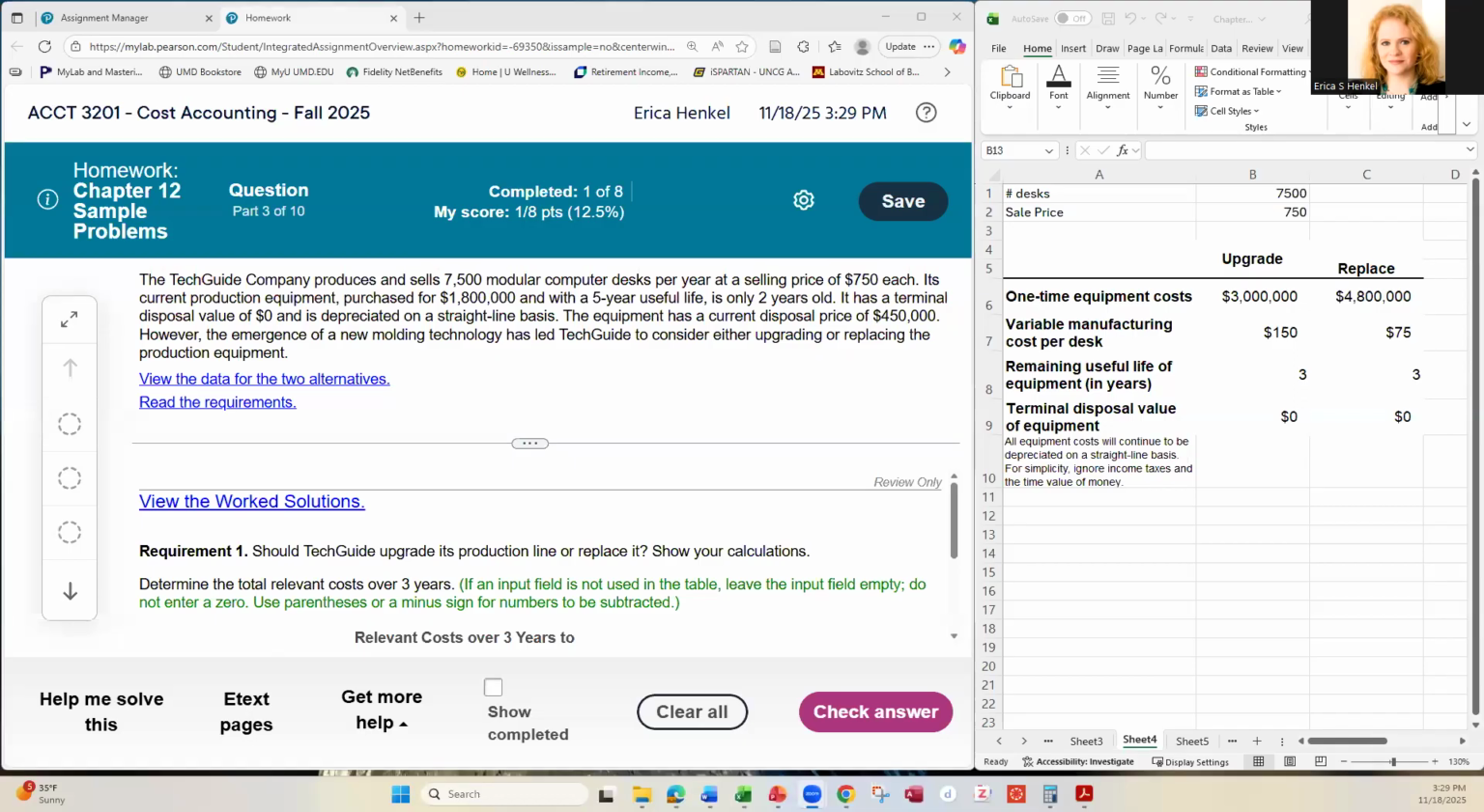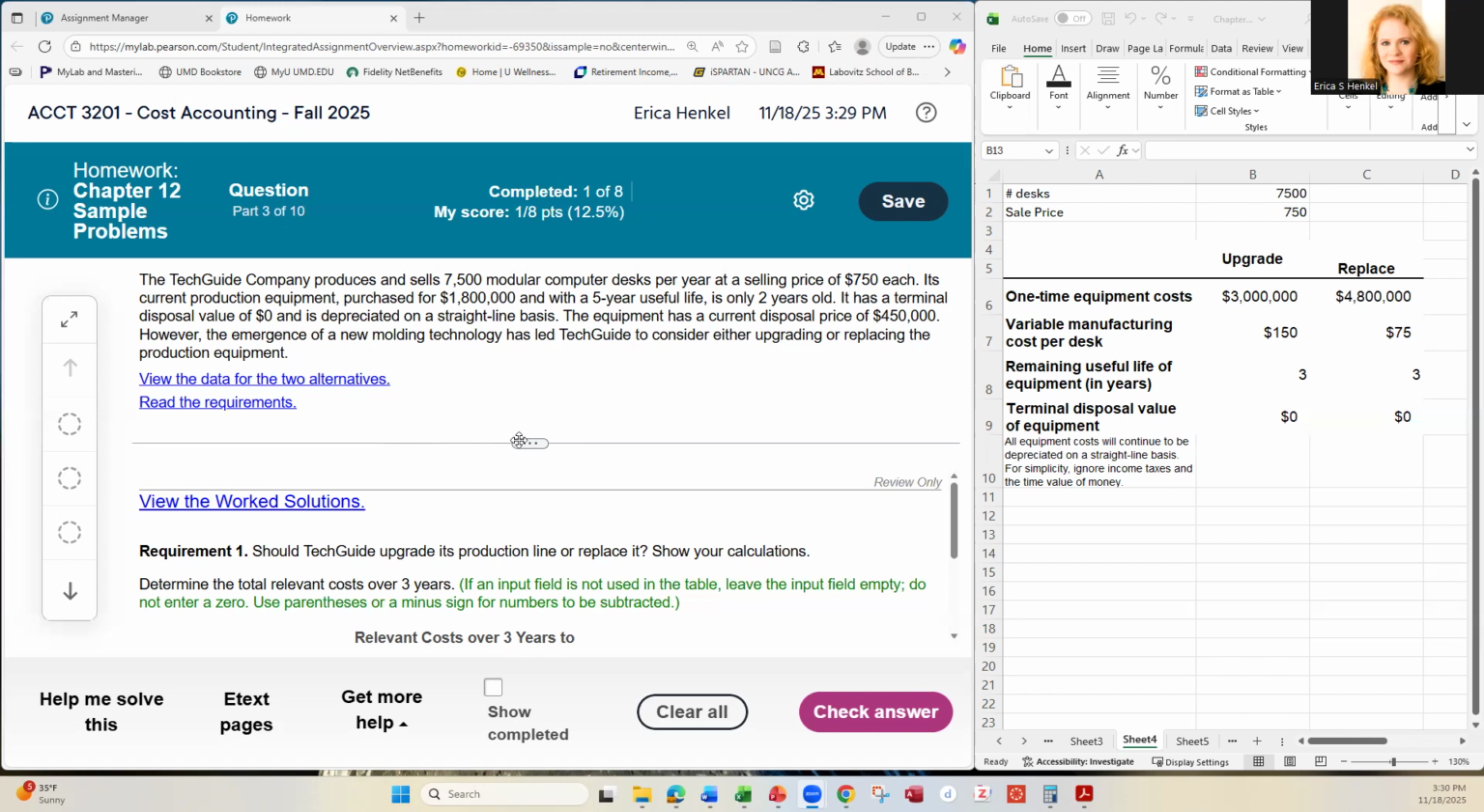Okay, so for this next one, we're doing another comparison of whether we should make a capital investment. So we're looking at this again, no time value of money. We're just kind of doing this simplistically. So we make 7,500 modular computer desks per year, which sell at $750 each. Our current equipment, which we paid 1.8 million for, had a 5-year useful life, is 2 years old. It has a terminal disposal value of 0 and is depreciated on a straight line basis. So the equipment has a current disposal price, so we have to pay to dispose of it, of $450,000.